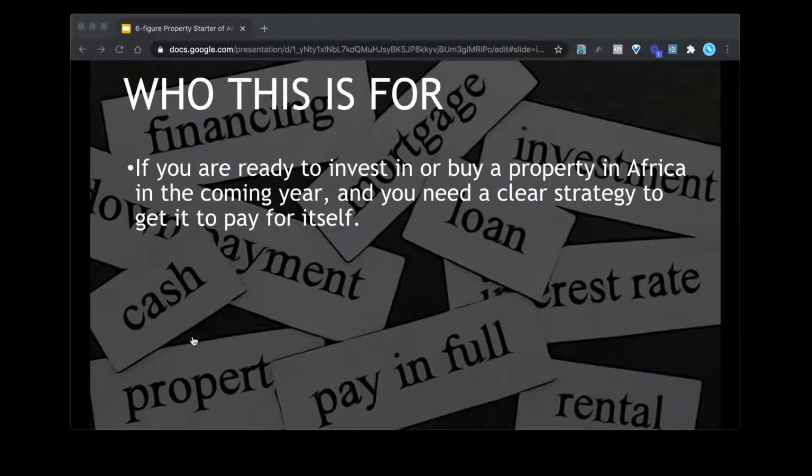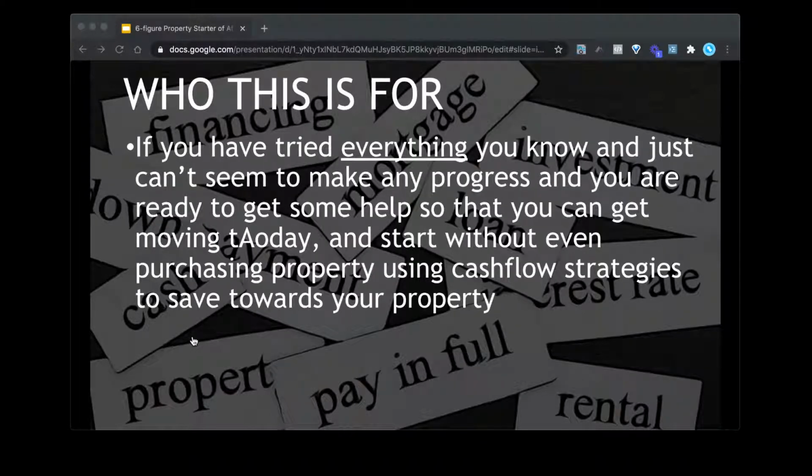And if you're ready to invest or buy a property in Africa in the coming year and you need a clear strategy to get it to pay for itself, this is awesome for you. Or if you've tried everything, and you just can't seem to make any progress and you're ready to get some help so that you can get moving today and start, without even purchasing property, using cash flow strategies to save towards your property.